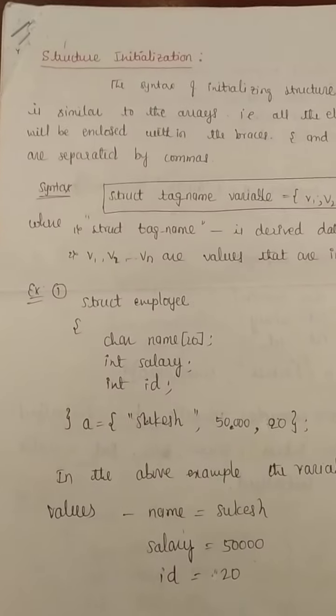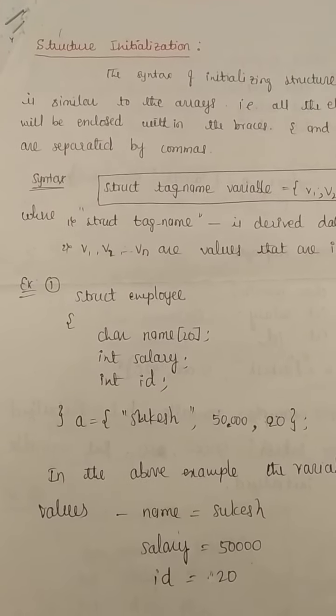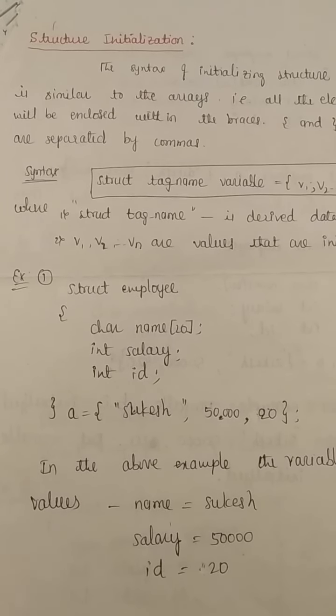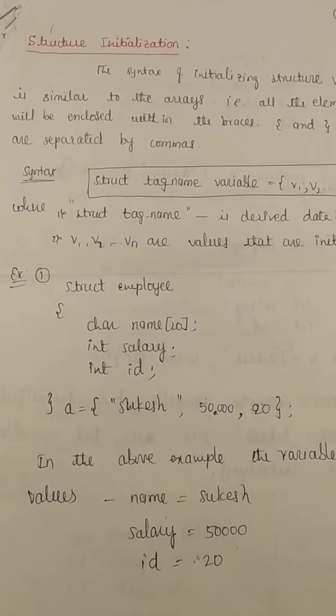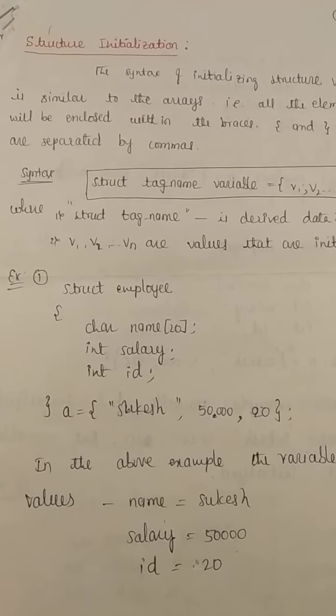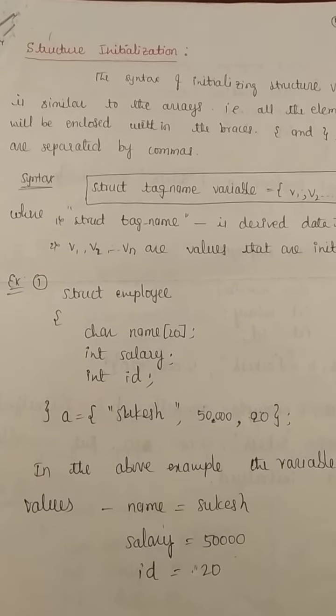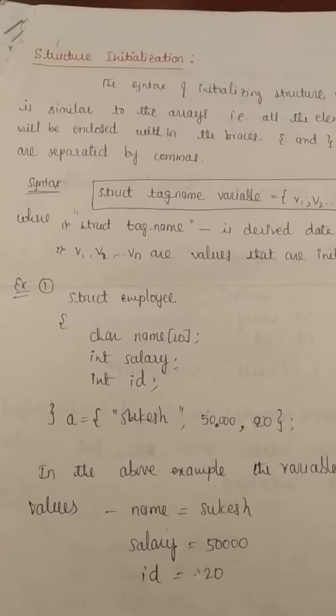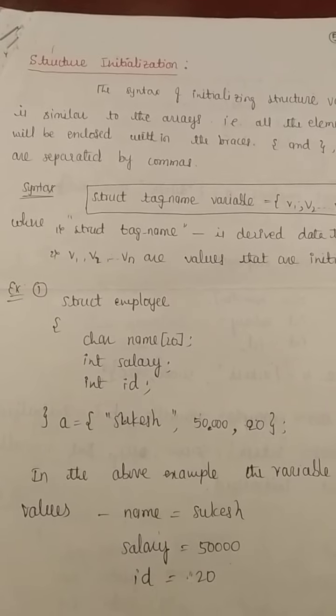Hello friends, next we have structure initialization. Like arrays, structures also can be initialized with some values. So we have seen how arrays are initialized, like int marks[5] = {10, 20, 30, 40, 50}. Likewise, we can initialize structures also.